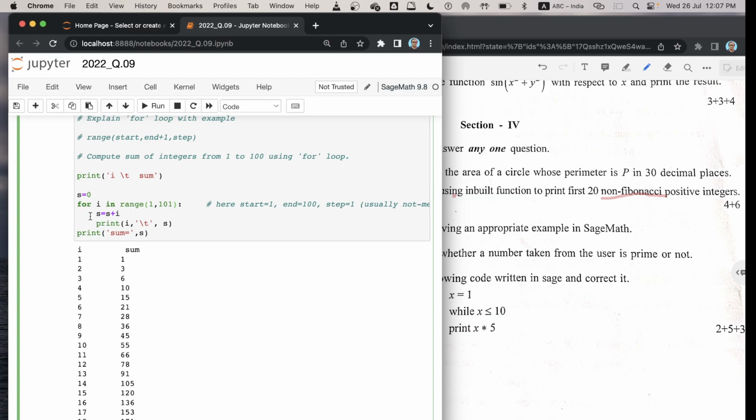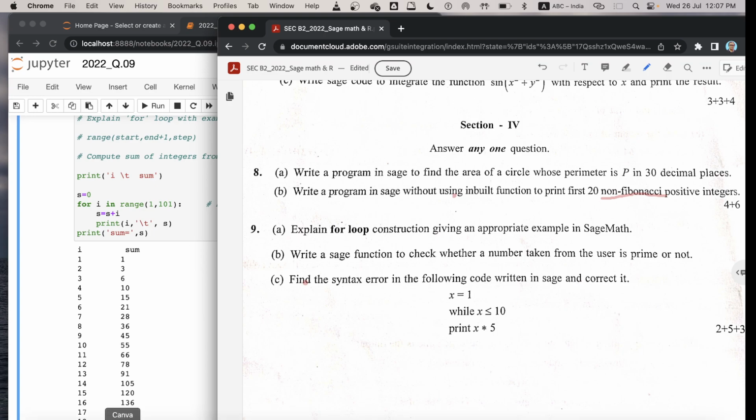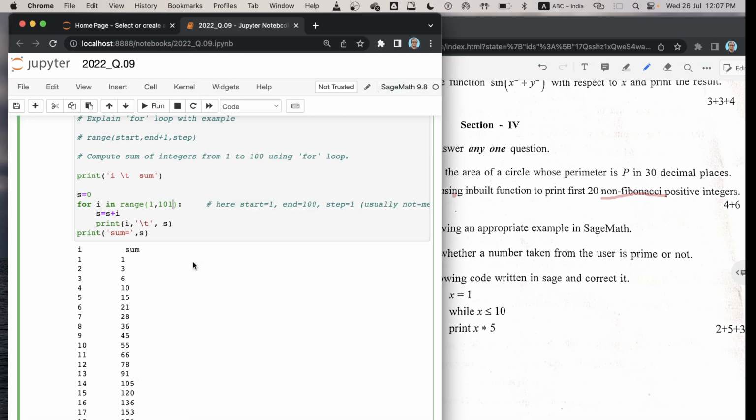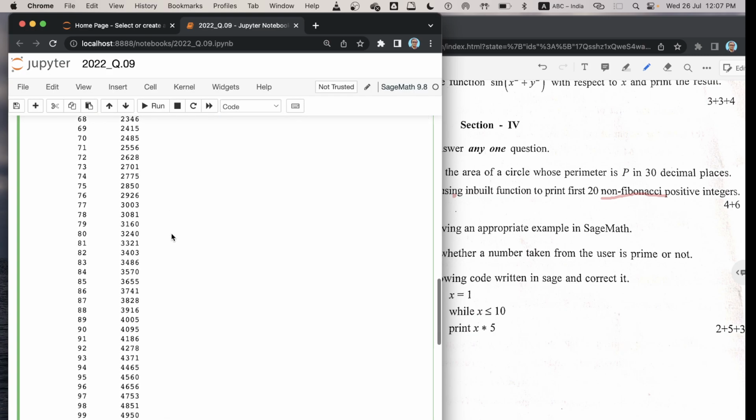Note that the indentation for the for loop is before S and before print. So these two lines are under the for loop. Be careful, this indentation must be given. And this is the print. Finally, this is outside of the for loop: print the total sum S. So I put here 100 integers, sum of integers.